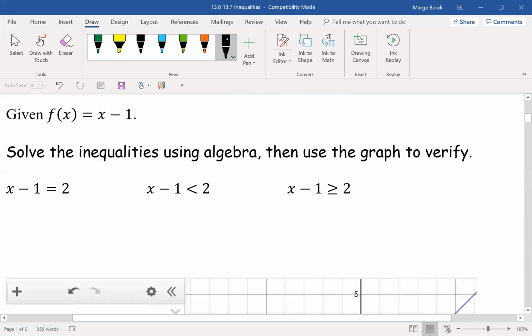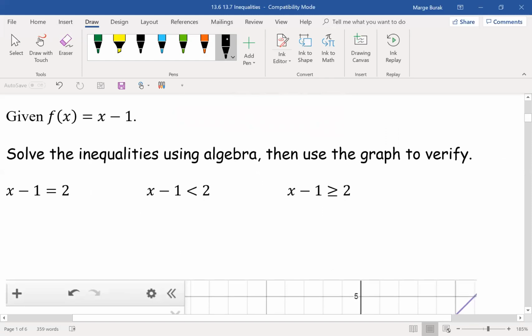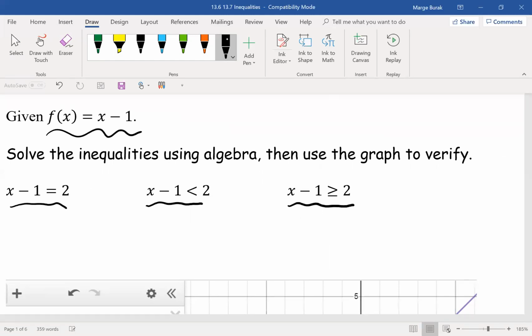Okay, now let's look graphically at solving these. So here's a function, f(x) equals x minus 1. It's a linear function. I'm going to have that equal to 2, then less than 2, and then greater than or equal to 2. I want to solve each of these. The first one is an equation, so we would just add 1 and get x equals 3. One solution. But the other two are inequalities, which means we have infinite solutions.